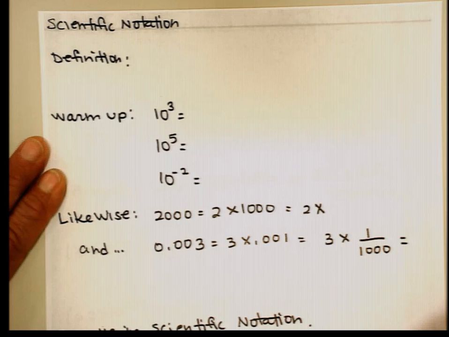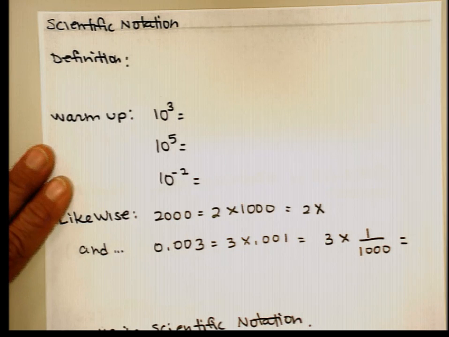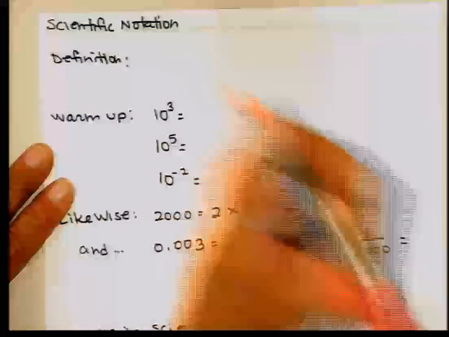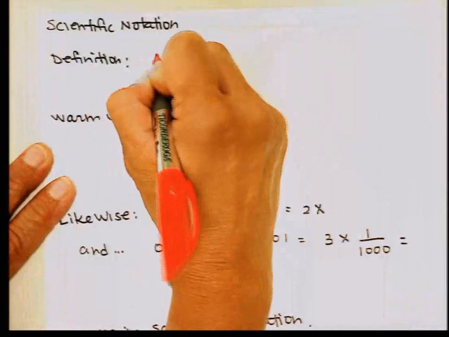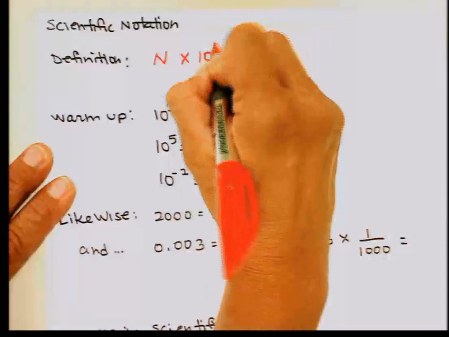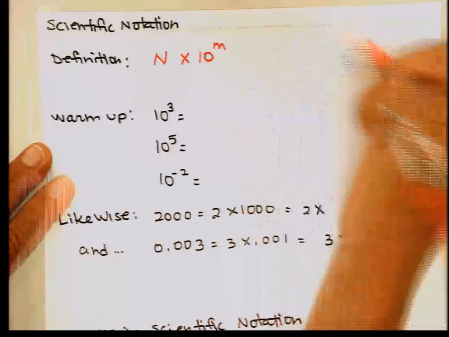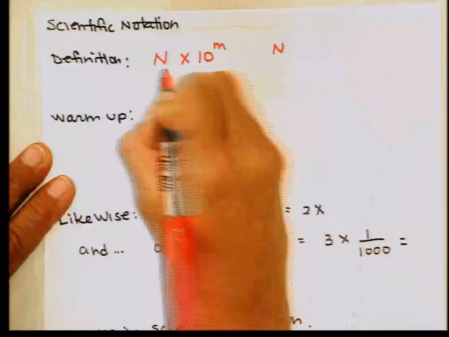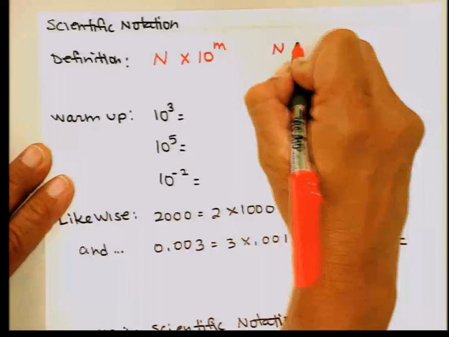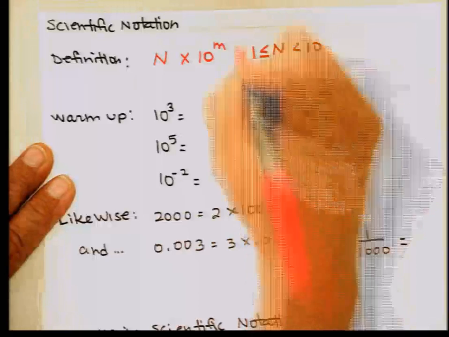So the definition for scientific notation is just a special way that we have to write very big and very small numbers. You've probably come across it in a chemistry class, for instance. So what you start with is some number, and then it's times a power of 10. And the caveat is that n, that number that's multiplying, has to be less than the number 10 and greater than or equal to 1.